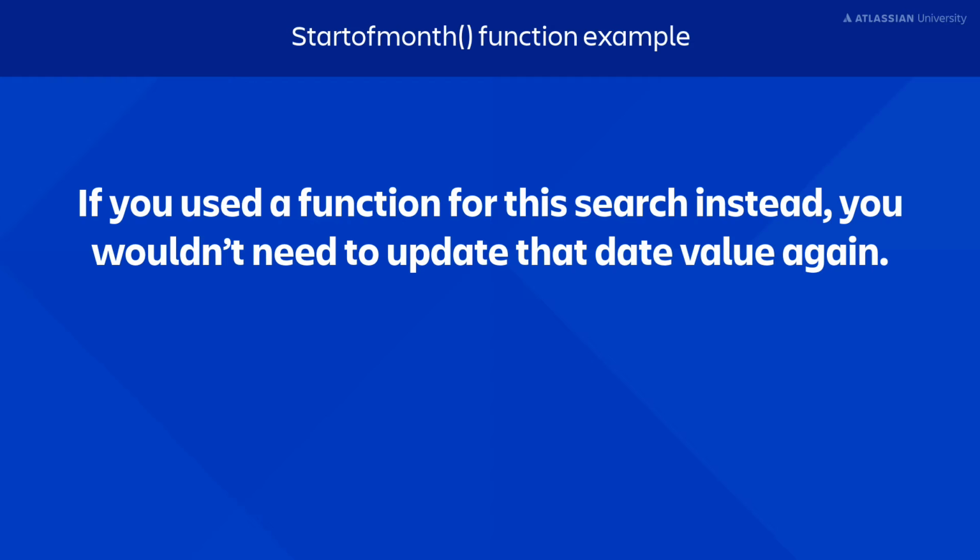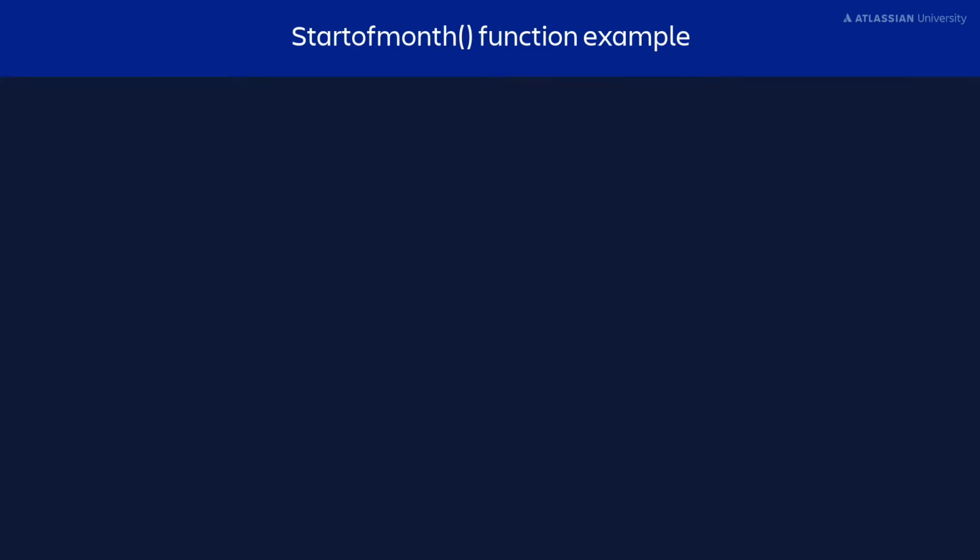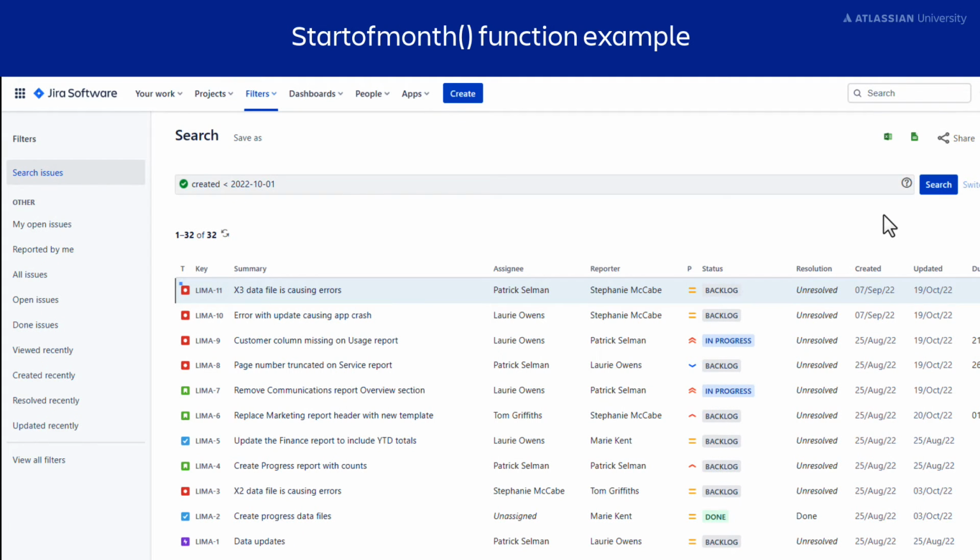However, if you used a function for this search instead, such as start of month, you would not need to update that date value again, as the JQL function will automatically update to search in the current month. Let's see how this would work.